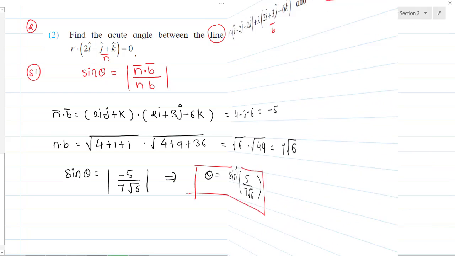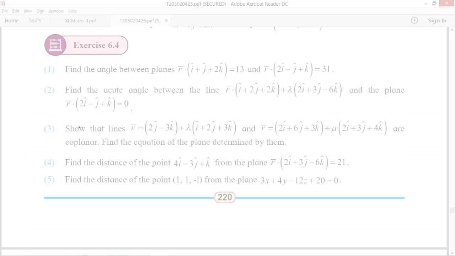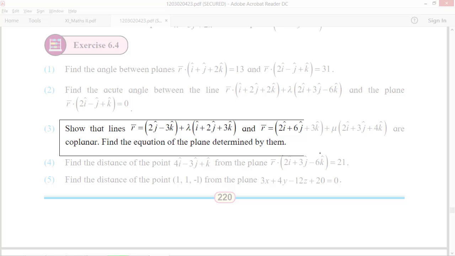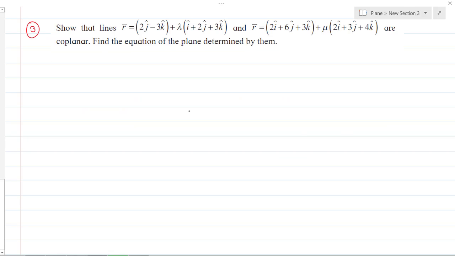Now let's see the third question. What is the statement for the third question? We have to show that the given lines are coplanar and find the equation of their plane.